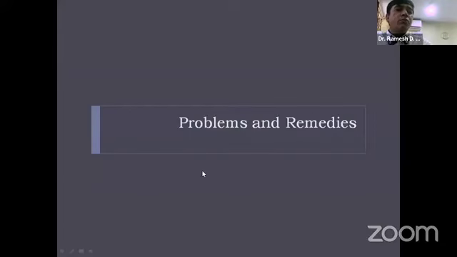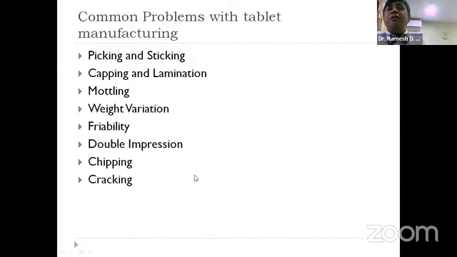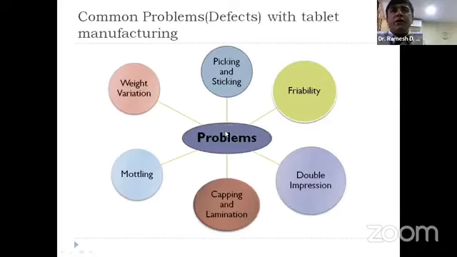Now, moving to the last part, that is problems and remedies. When we prepare the tablets, there are some problems which are arising, like picking, sticking, capping, lamination, mottling, weight variation, friability, double impression, chipping, cracking, etc. Let us discuss each of them in detail. So these are the problems which we are going to discuss.